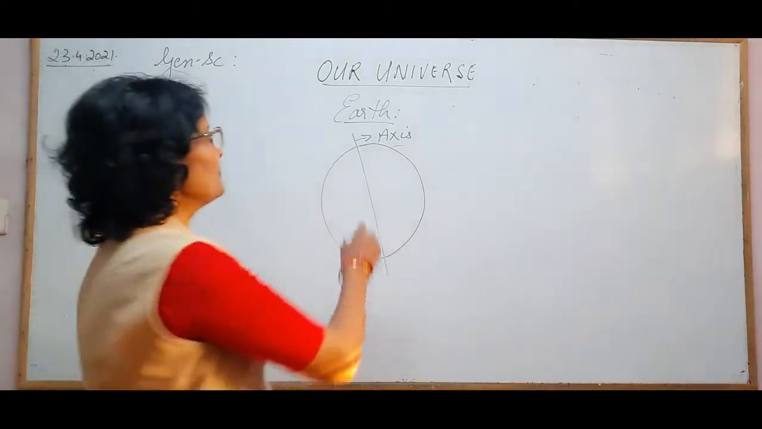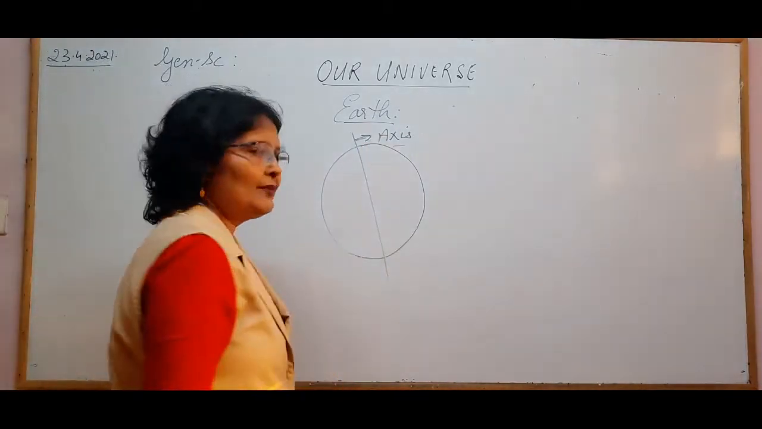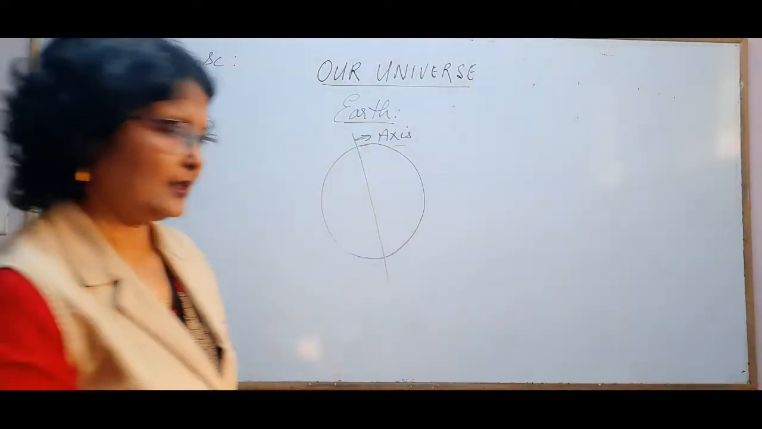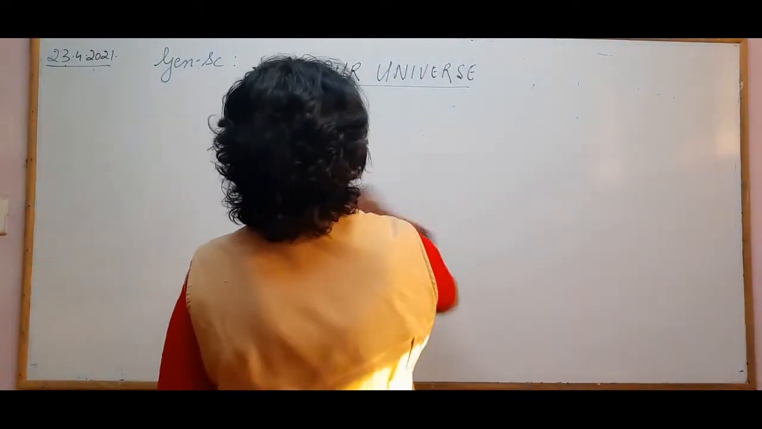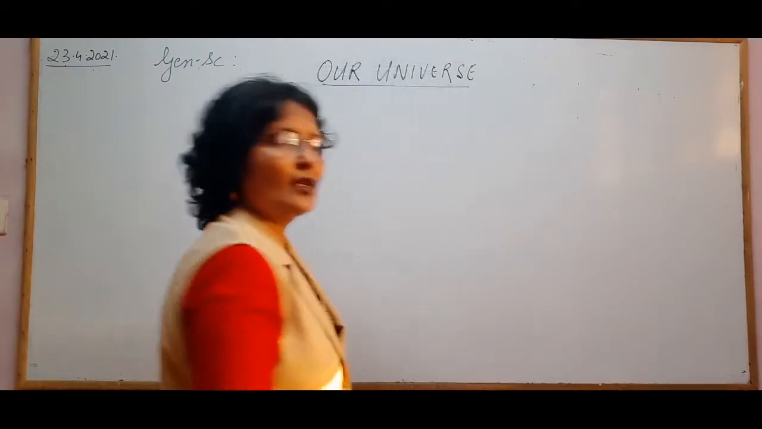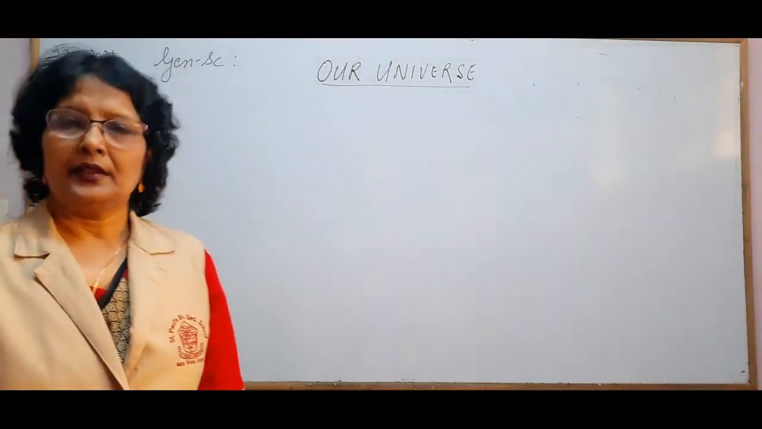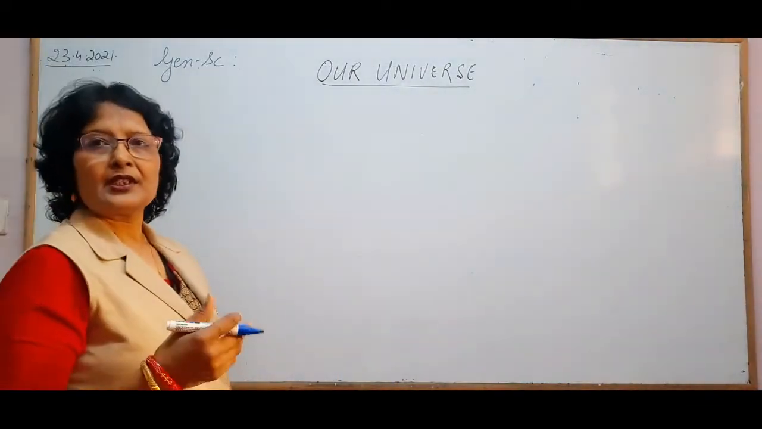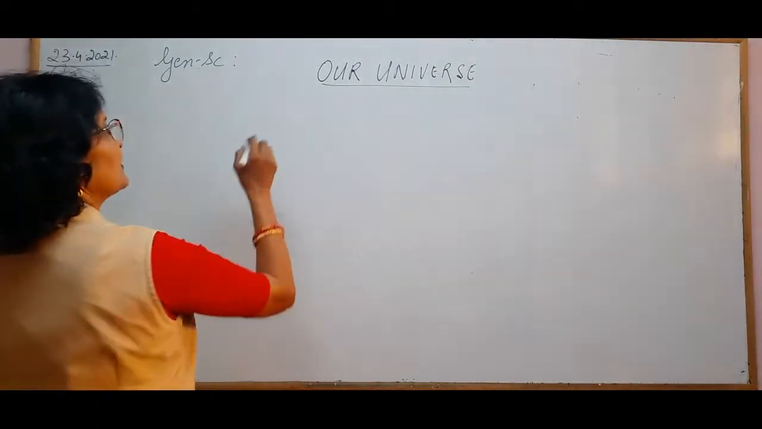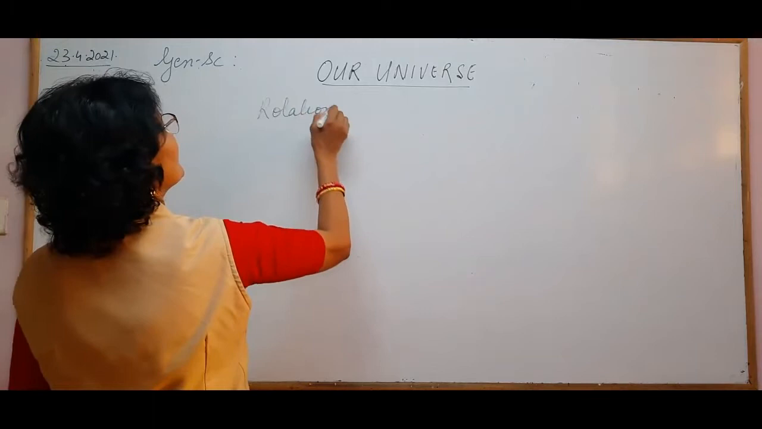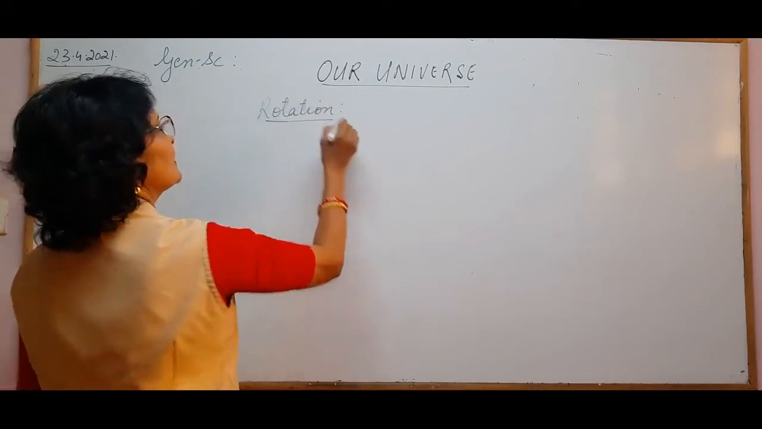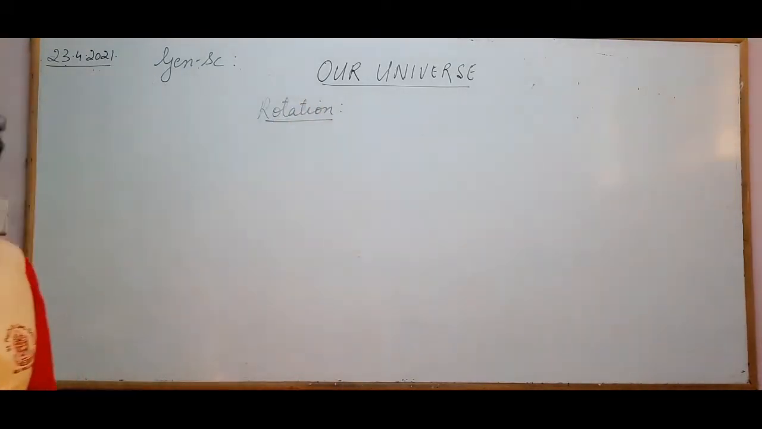Now there are 2 movements of the earth. How many movements are there? 2 movements. You only have to know the names, and what they cause. What are the results of those movements? The first one is rotation.